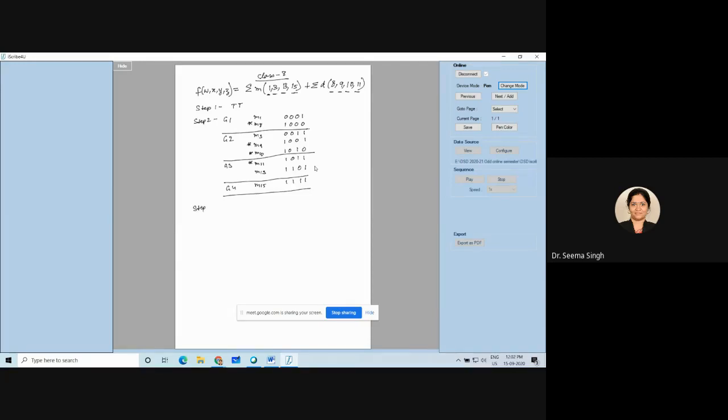Now we will go to step 3. And what does step 3 say? Step 3 talks about your pairing. Okay. Step 3 talks about your pairing. So you all have done this question, no? You all have done this question. So you should help me with the pairing part. Now, when you do pairing, that time also you should keep on taking care of the don't care.